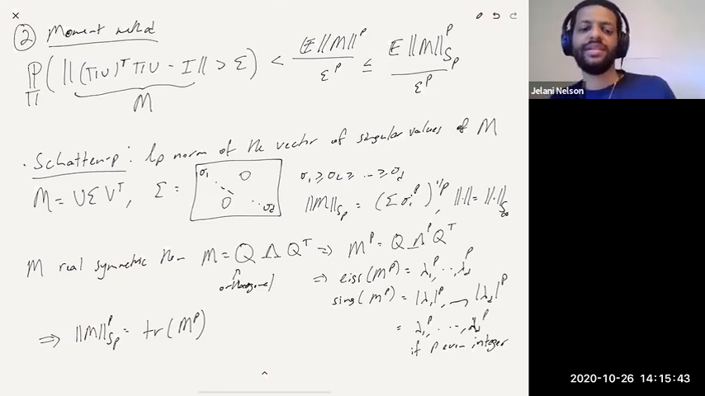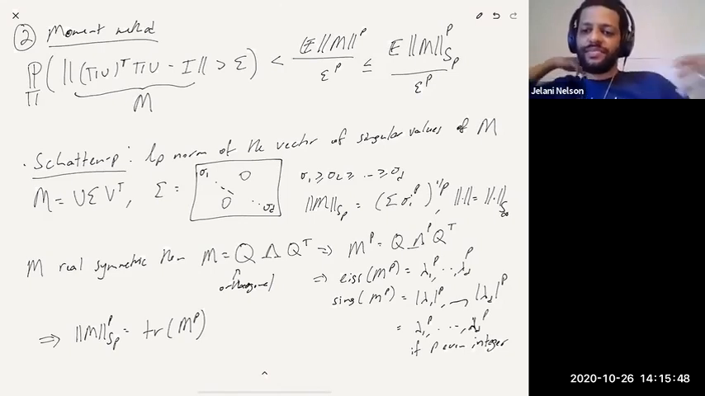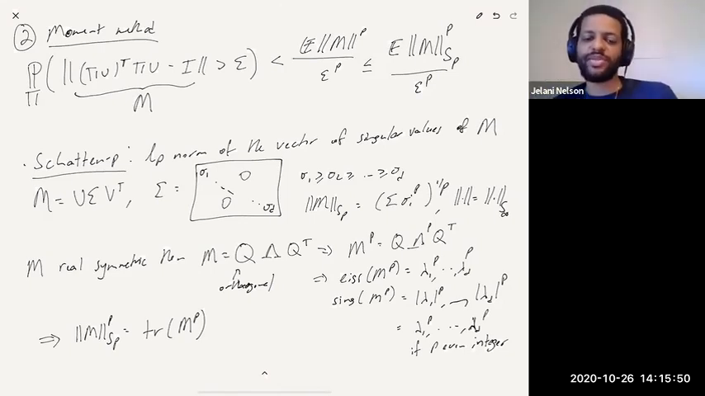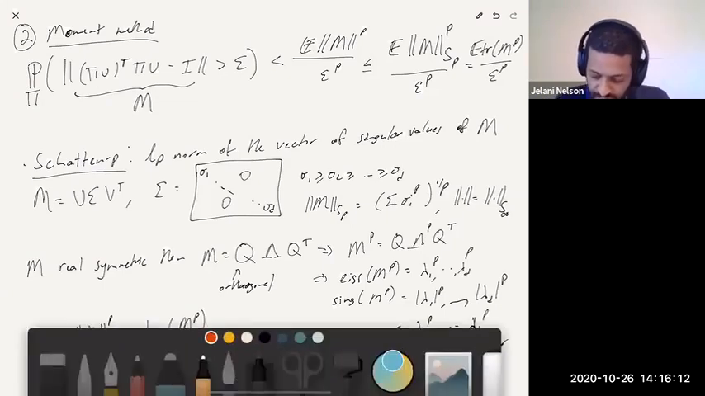The trace of a real symmetric matrix gives you the sum of the eigenvalues, which here is the sum of lambda_i to the p, which is the same as the sum of sigma_i to the p, because sigma_i to the p is lambda_i to the p. So I can write this as the expectation of the trace of M to the p over epsilon to the p. So the name of the game then is to basically bound this.